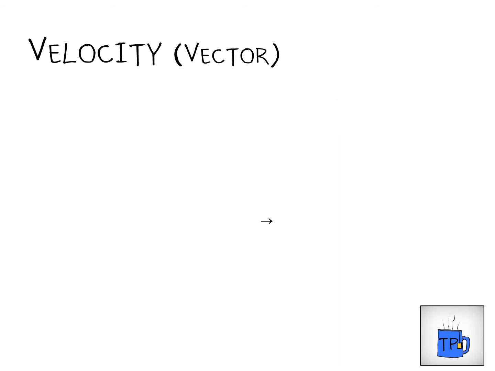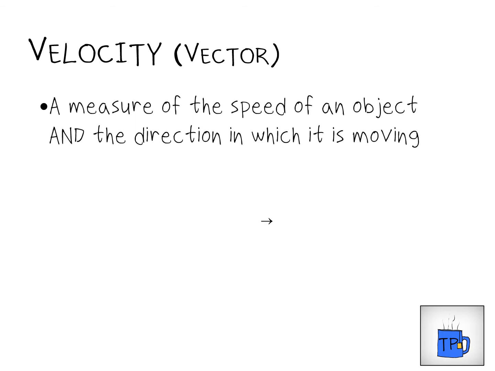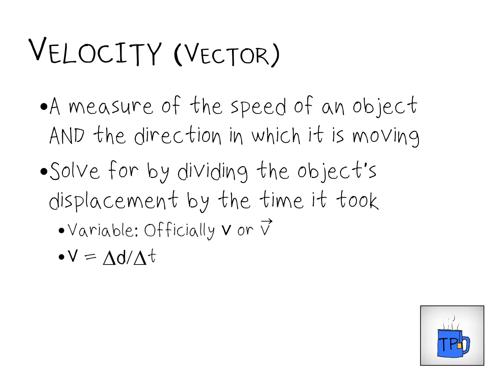All right. So velocity is a vector quantity. It is a measure of the speed plus direction. So it's everything that's included with speed, and then we also tack on a direction as well, making it a vector quantity. A vector is a magnitude and a direction. When we solve for velocity, we are not using the distance traveled, we're taking the displacement.